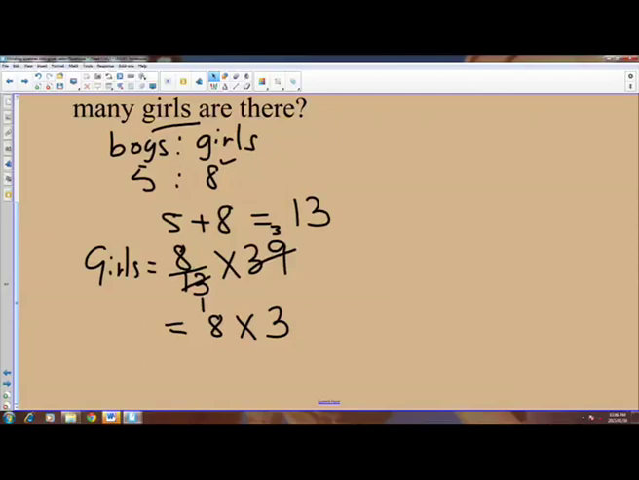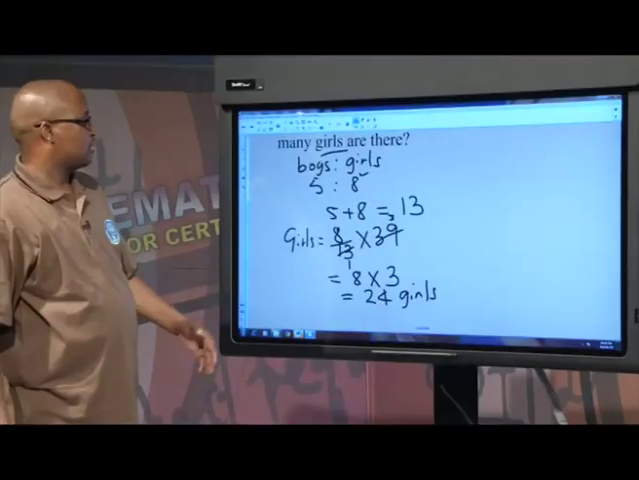And then what is 8 times 3? Take your calculator and then multiply if you are not sure. 8 times 3 will be 24. So there are 24 girls. This is the number of girls.